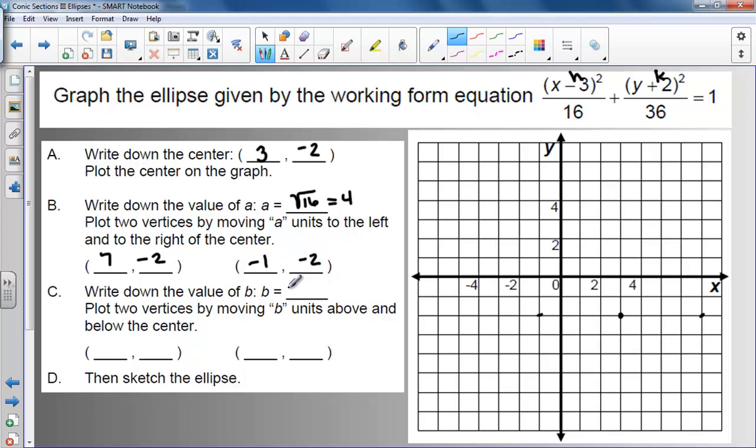We're going to do the same thing with b, so b is the square root of 36, or 6. So from my center I'm going to go up 6 units, and I'm going to go down 6 units. So those points are 3, 4, and 3, negative 8. Okay, and then we're going to sketch this, and we're going to try to make it look kind of oval-shaped.